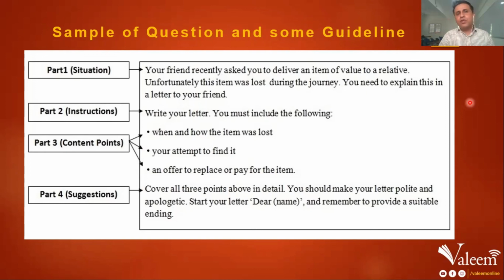The second part is the instruction. Here, the examiner gives you instructions: Write your letter. You must include the following. Then the examiner gives you 3 content points, which you have to discuss in 3 different paragraphs. Lastly, there are suggestions for candidates to follow: cover all 3 points above in detail, make your letter polite and apologetic, start your letter with Dear and the name of the person to whom you're writing, and remember to provide a suitable ending. So this type of question comes in the O-level English question paper.